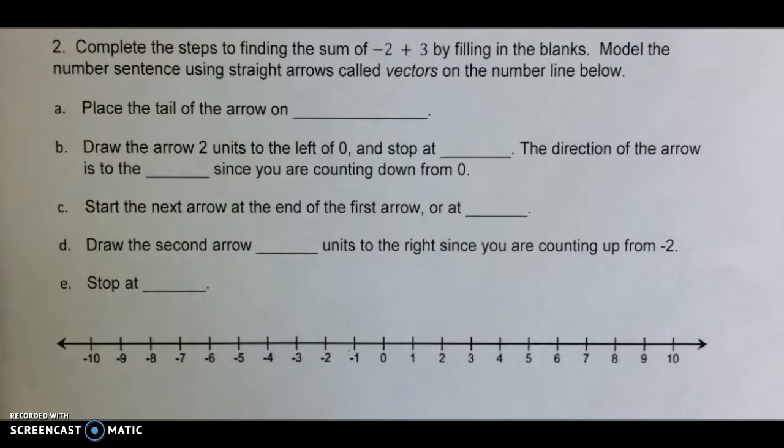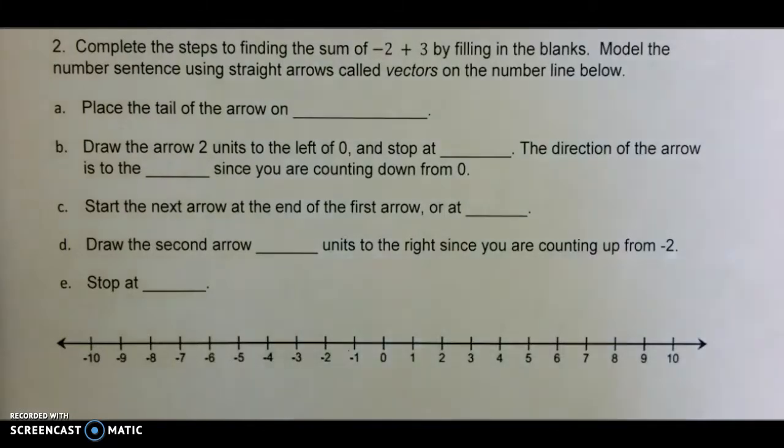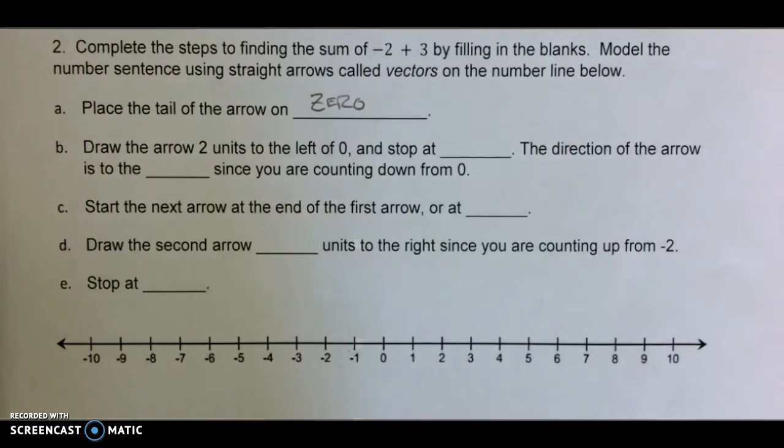In example 2, they're asking us to complete the steps to find the sum of -2 plus 3, and we're going to fill in some blanks to help us show that addition on this number line down here. And so in part A, it says to place the tail of an arrow on blank. And if you remember from the last example that we did, we're always going to start at 0. So we're going to start by placing the tail of our arrow on 0. And so here's 0 on my number line. I'm going to put a little dot there to indicate that that's where I'm starting.